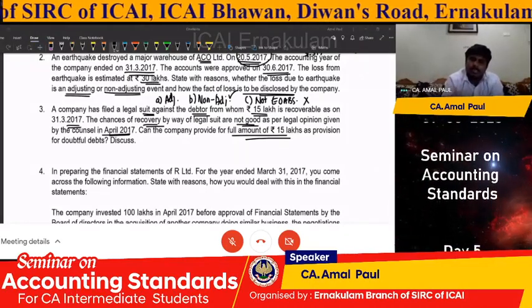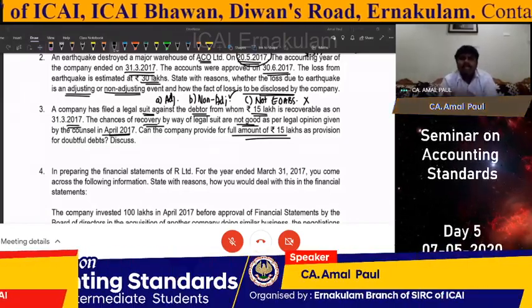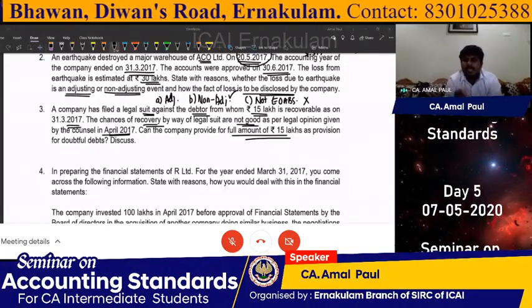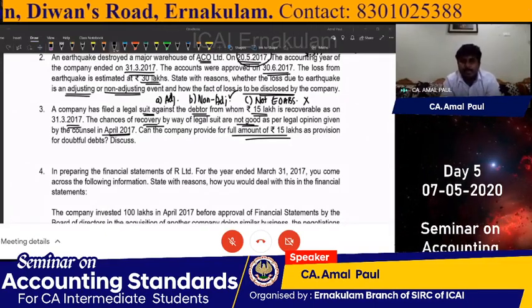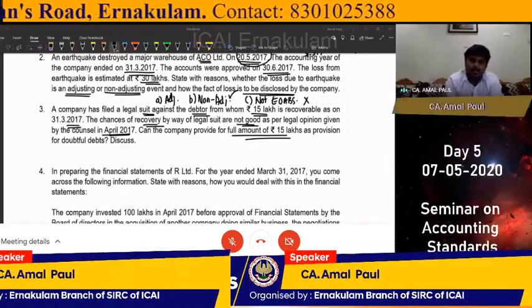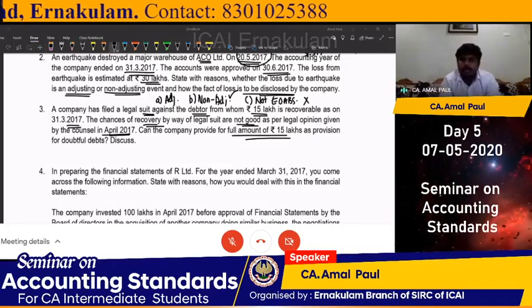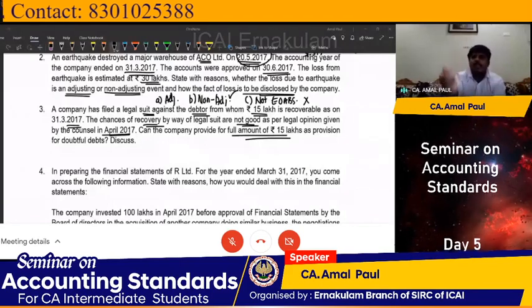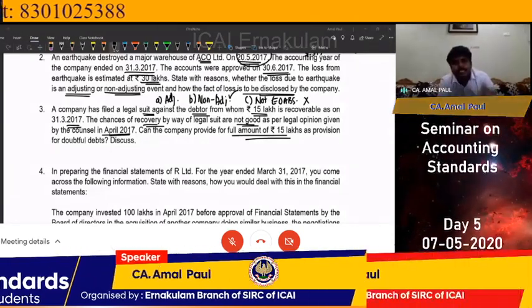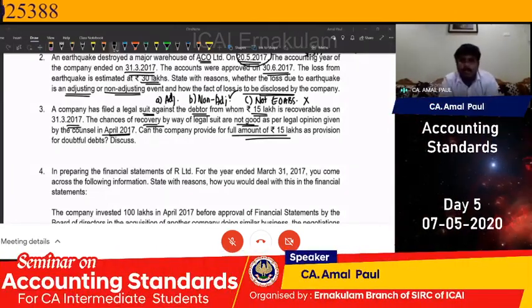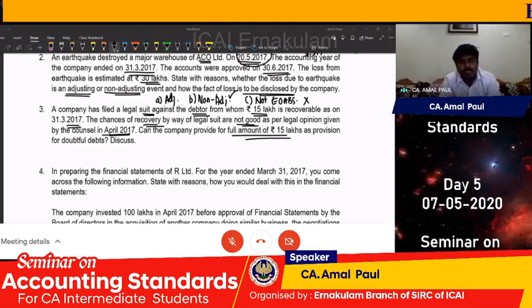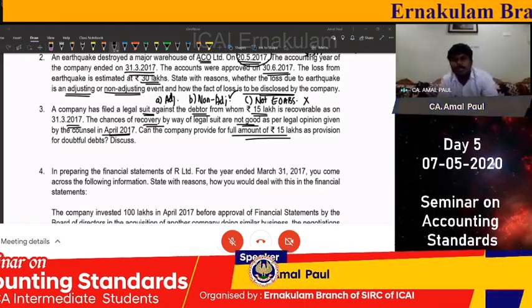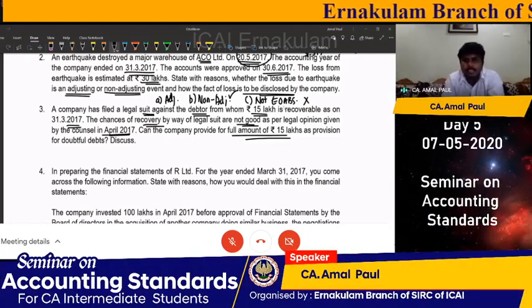This amount is receivable from long back. We had filed a case against them. The advocate says that the possibility of winning this case is remote. That means this is further evidence of a condition that existed at the balance sheet date itself. You can very well provide for bad and doubtful debts. Okay, you can very well create a provision in this case.